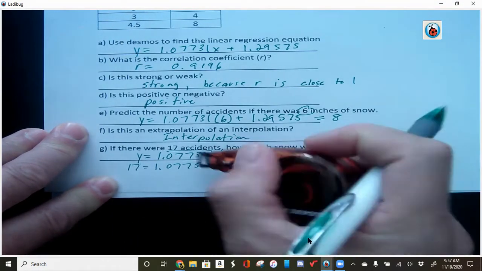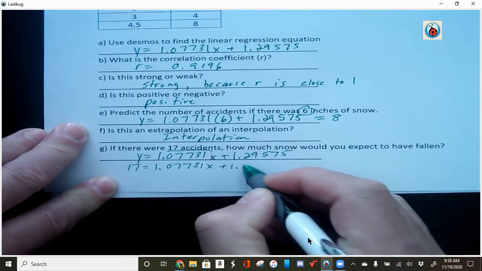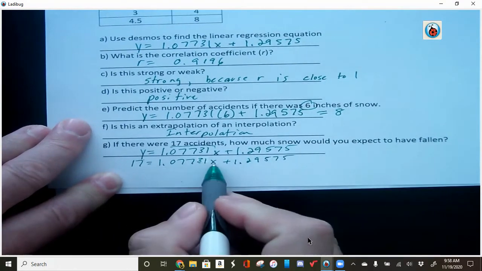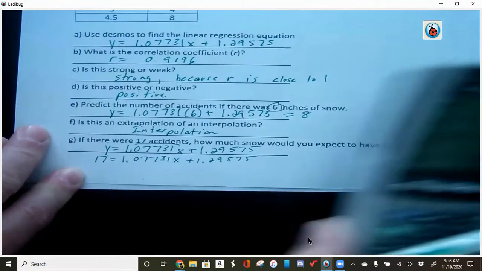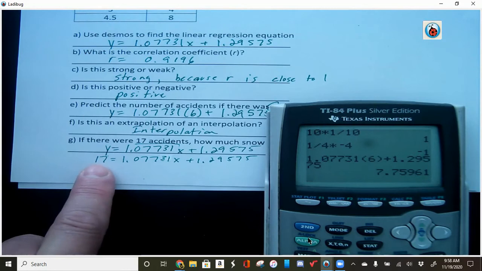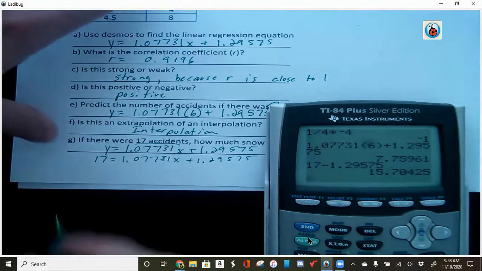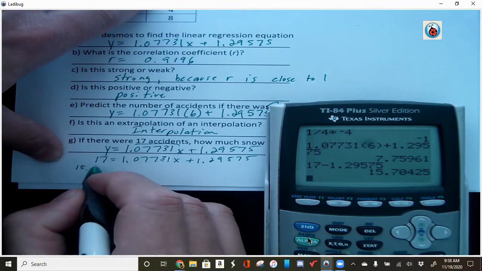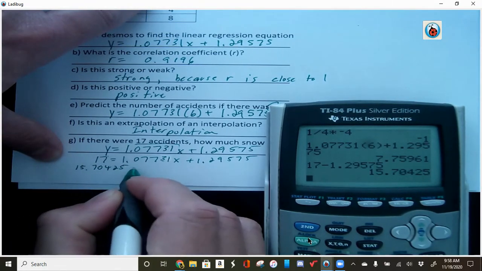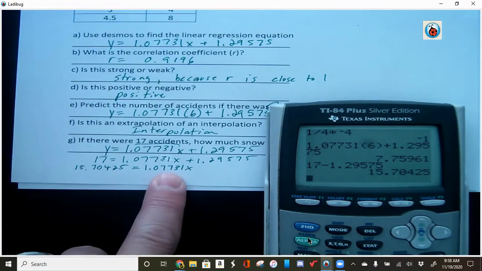I messed up there. Let me fix that 5 and make it a 3. And then I'll just solve for x, which means, and I won't have all the room on here that I want, I'm going to subtract 1.29575 from both sides. So it'll be 17 minus 1.29575. Notice again, I'm still using all of the decimals. And that gives me 15.70425 over here is equal to 1.07731x. Then I'll divide both sides by 1.07731.